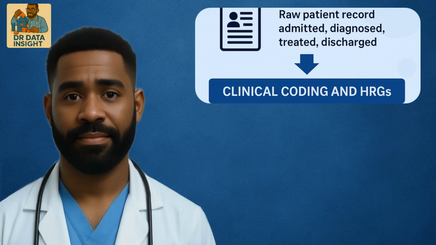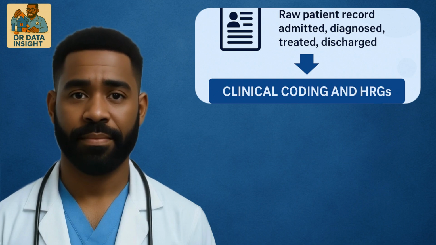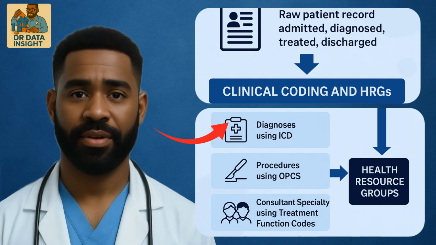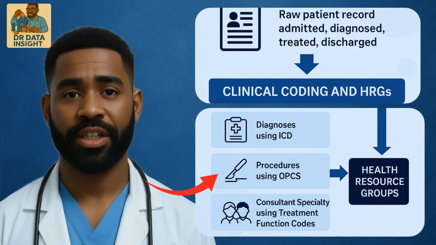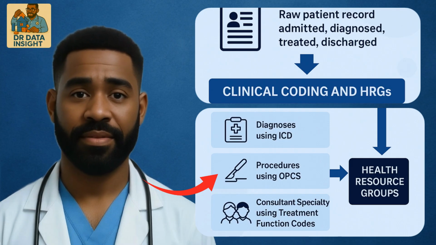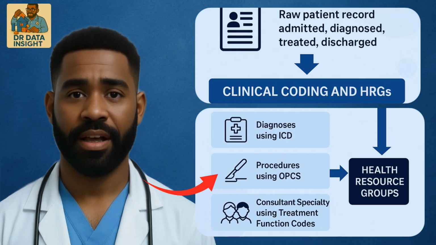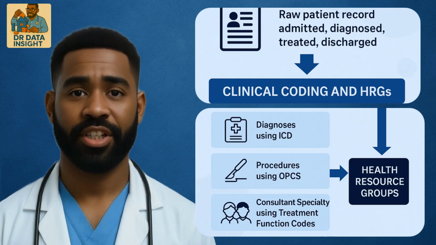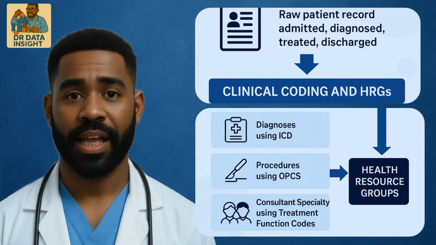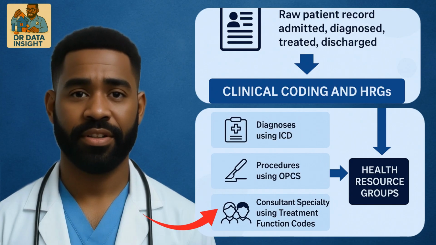Let's break it down. So what's coded? Diagnoses using ICD codes, which stands for International Classification of Diseases. Procedures using OPCS codes, which stands for Office of Population Censuses and Surveys Classification of Interventions and Procedures. Consultant specialty, using treatment function codes. And this is combined with other fields to form an HRG.